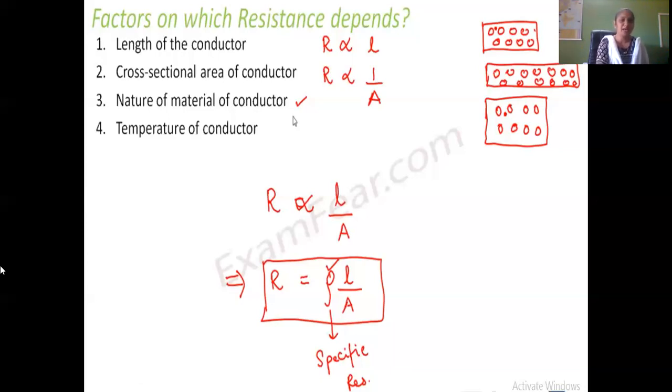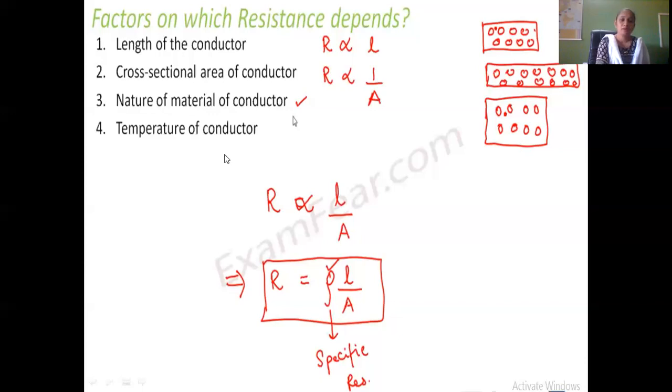So it is written that resistance is inversely proportional to length upon area of cross section. So to remove this inversely proportional sign, we have to take equal to. When we are taking equal to for resistance, one symbol comes. This is called rho. Okay. Rho into L by A. And this rho is nothing but specific resistivity. Specific resistivity means what, ma'am?